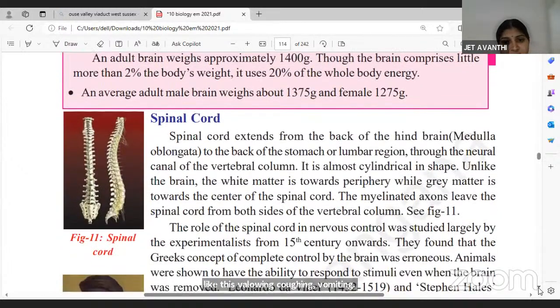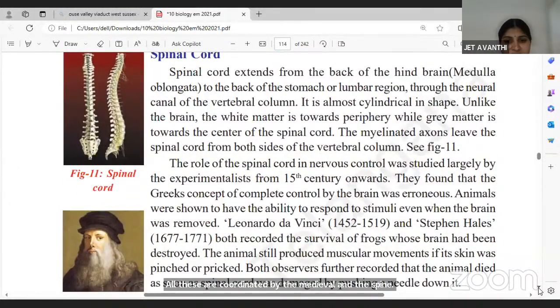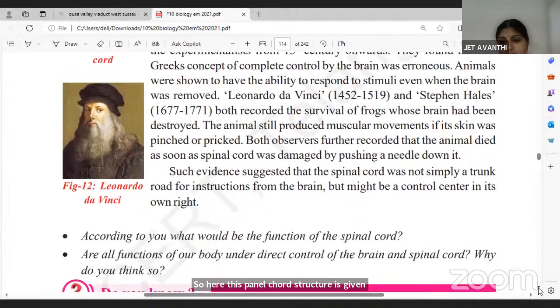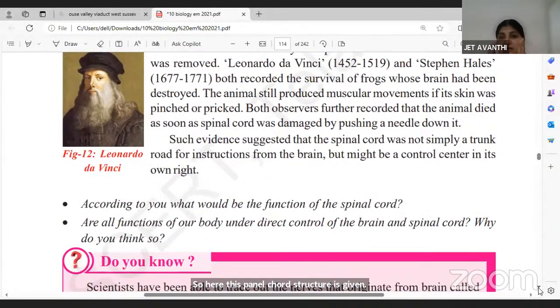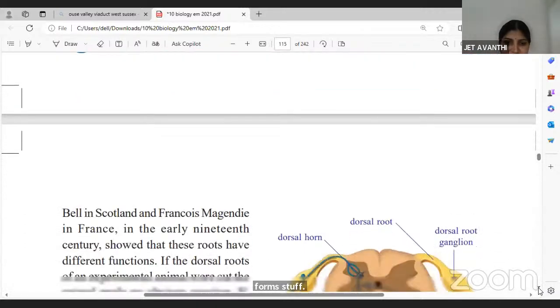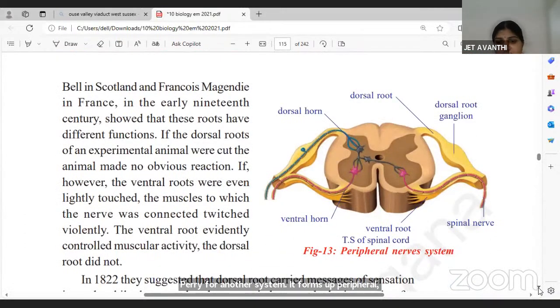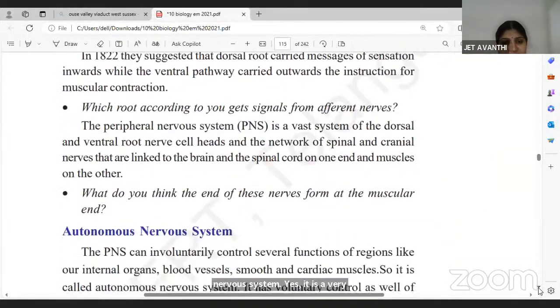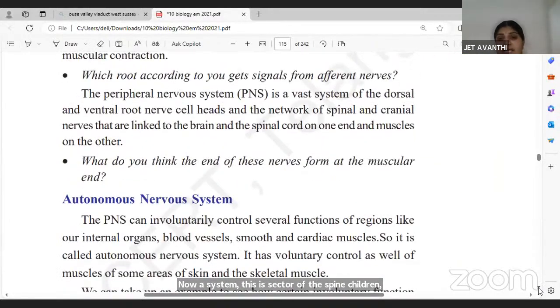And the spine. Here the spinal cord structure is given, and the spinal cord has all the nerves emerging from it. We call them, or it completely forms, the peripheral nervous system. Yes, it is the peripheral nervous system. This is the structure of the spine, children. The peripheral nervous system is made up of a bundle of nerves which come out from the spine.